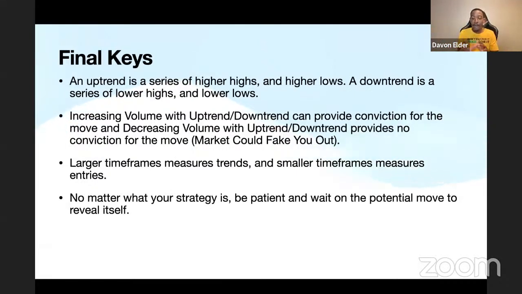Keep that in mind. Now, no matter what your strategy is, I don't care if you're a day trader, I don't care if you're a swing trader, I don't care if you're just a long-term investor that only buys stock, you have to be patient and wait on the potential move to reveal itself. If you are too overzealous, it's going to be a problem for you, right? If you're too impatient, it's going to be a problem for you. If you're thinking that every single trade that you are in is going to be your last trade, that's going to be a problem for you. Because what you've got to understand is that the market is open about 251 days per year, right?